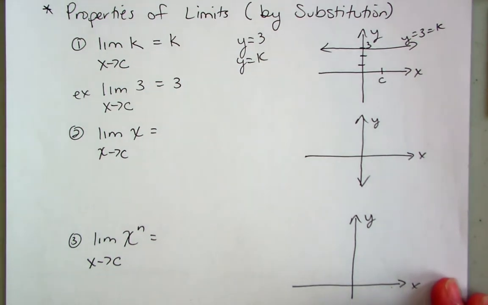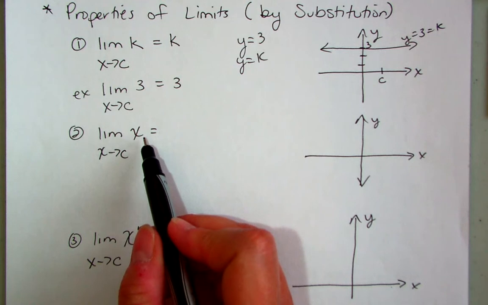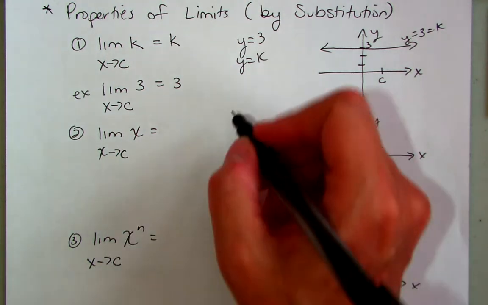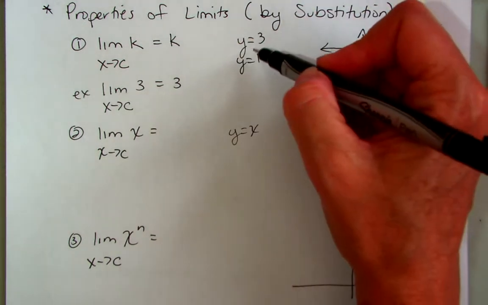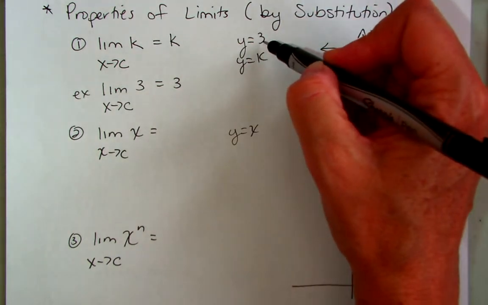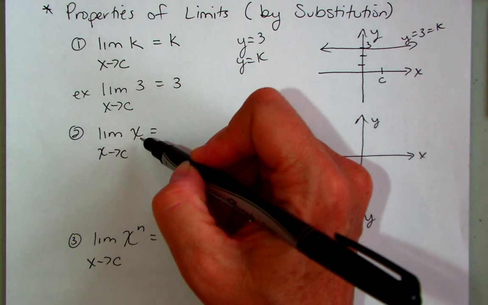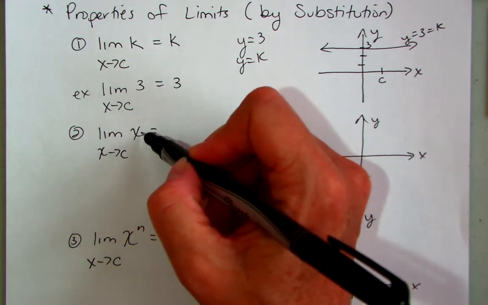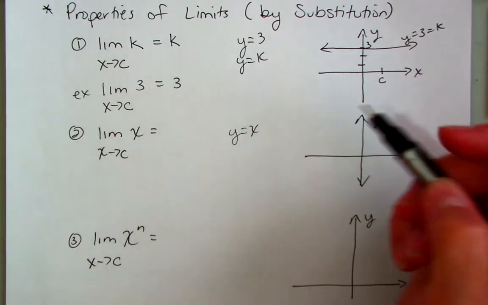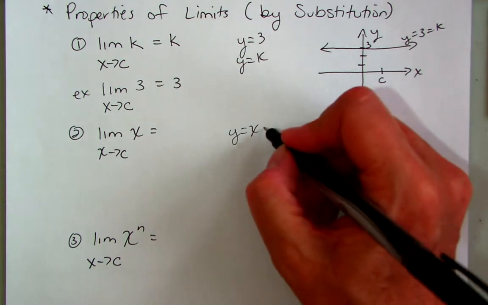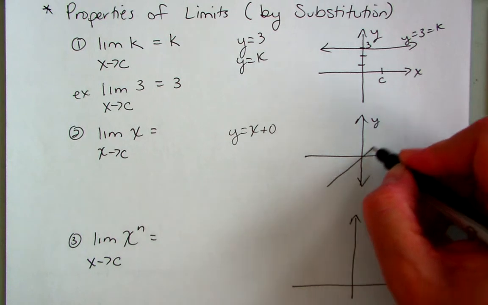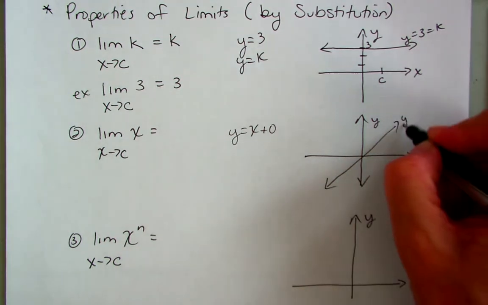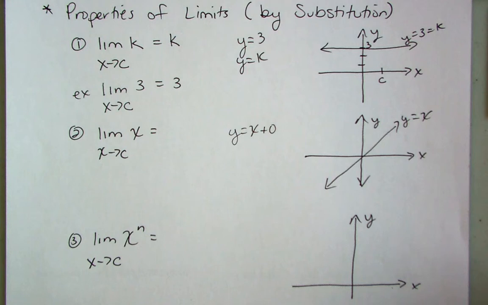Next, the limit of x as x approaches c. Well, that's the function y equals x, because again, this is the function y equals k. I made an example 3. This one here is very specific. These x's do match, so it's y equals x. Well, how do I graph y equals x? Well, the y-intercept is 0 and the slope is 1. That is y equals x.